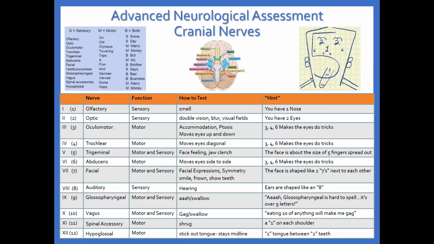You don't need to know the names of the nerves. I really had no idea that 4 was the trochlear nerve. In practice, I never knew the names of the nerves, but know their numbers and how to test them. 5 is, like I said, the facial. 6 is part of the 3, 4, 6, makes your eyes do tricks. 7 is also facial.